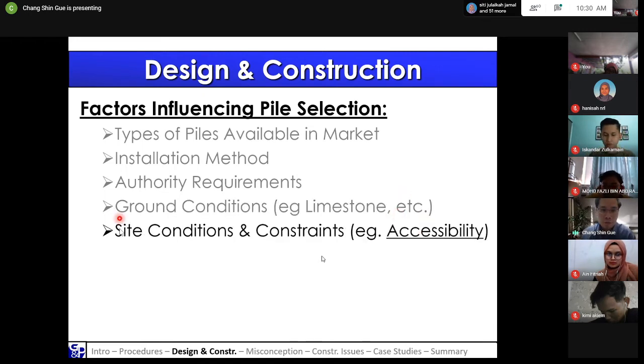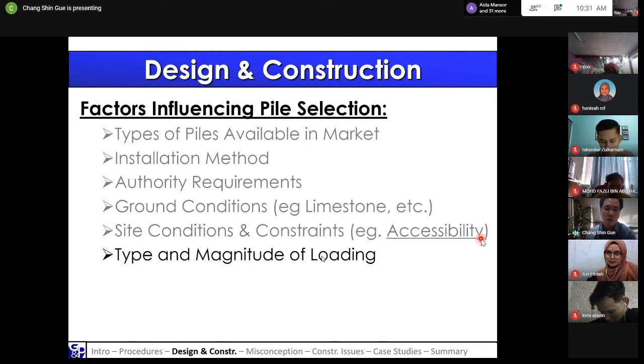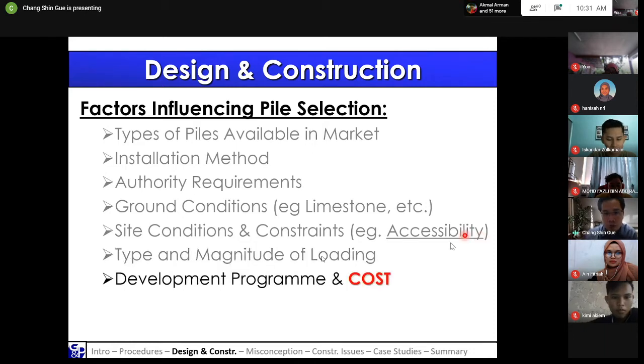And also, as I mentioned before, the site conditions or constraints, for example accessibility. If the access road is too small, it may affect what kind of machines can actually go in. And also to know what kind of buildings and magnitude of loadings you are dealing with, that also impacts what kind of piles you will select. I also mentioned the development program in terms of time and cost. So this will also impact what kind of piles you'll be using.